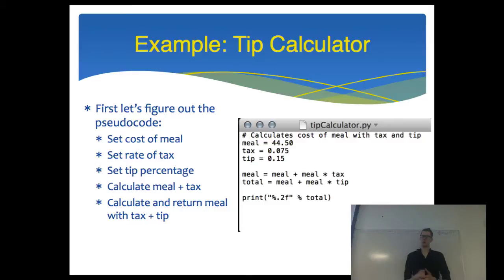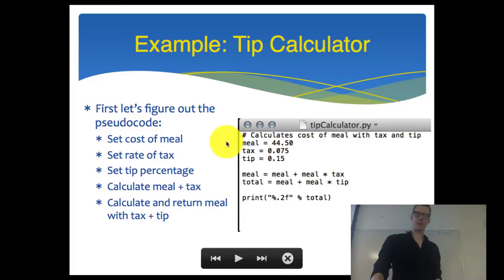Then I define 3 variables, one of which is my meal cost, one of which is the tax rate, and one of which is how much I want to tip. In this example, 15% and 7.5% tip. So we've seen lots of variable definitions before. We're defining 3 floats here.